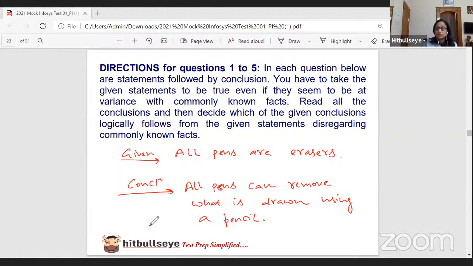I just gave information that all pens are erasers. You don't know what erasers are. You don't know what pens are because I have not defined them for you in the given information. Now I'm asking whether all pens can remove what is drawn using a pencil. I don't know, because I don't know what erasers are supposed to do. That information is missing in the question. Are you clear?